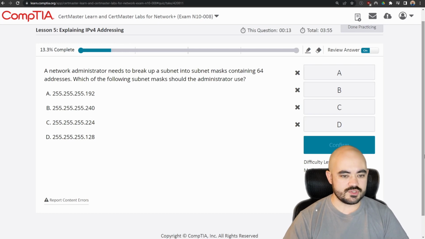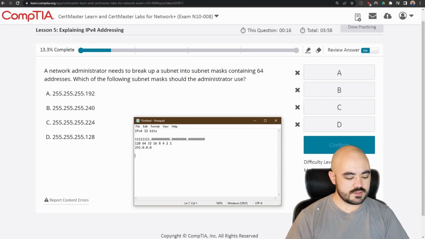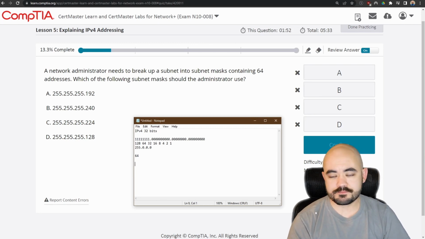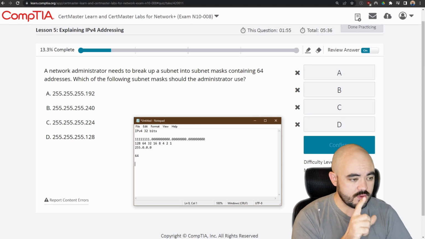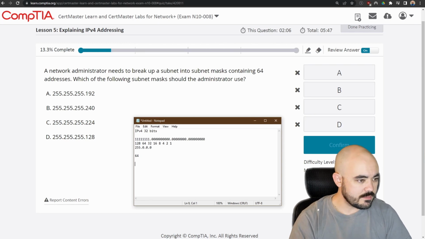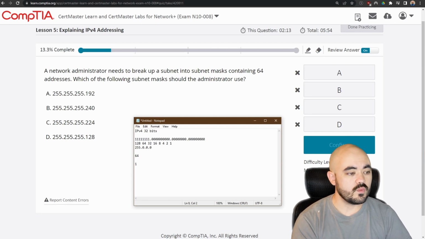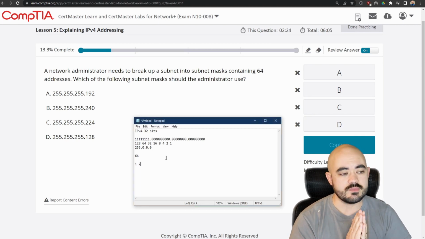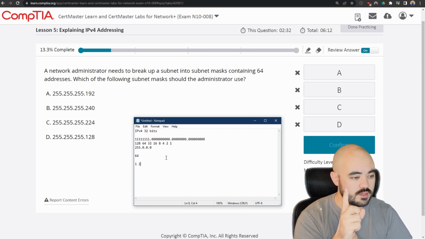Okay, so this is tricky. We need 64 addresses. The way I'm thinking about this, and I hope it makes sense for you guys, is that the bits remaining for the host address have to add up to at least 64 possibilities. Allow me to explain. If we have one host bit, we only have one host address. If we have 2 host bits, we get 3 host addresses. Well, not necessarily, because the first and last address must be used for the network and the broadcast address. So 2 bits gives us 1 usable host address.